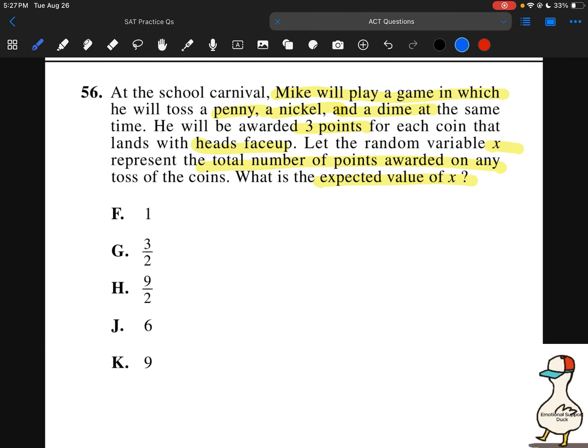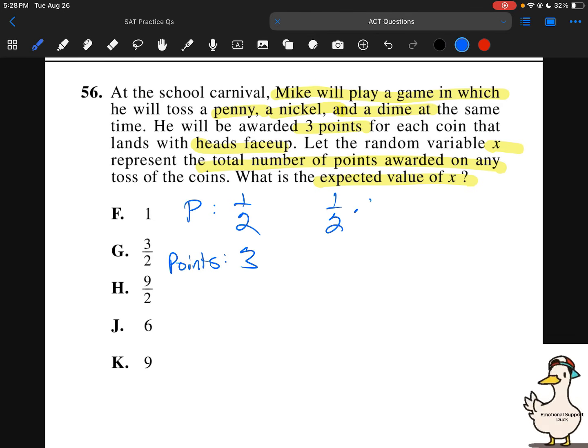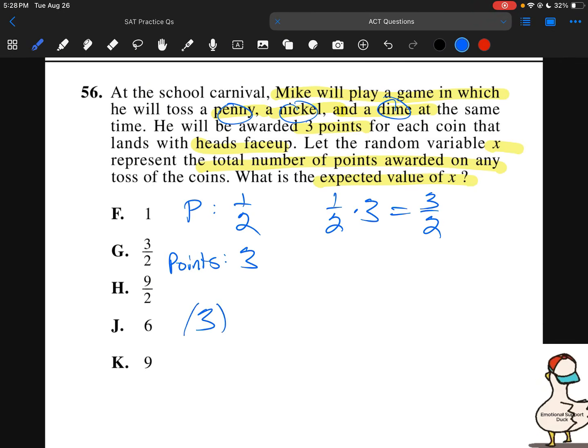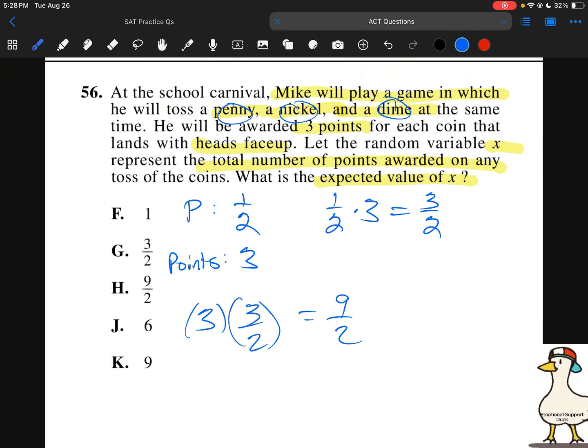Well, first we got to start with the probability. So the probability of getting heads we know is 1/2. And the amount of points you get every time you get heads, we were told, is 3. So that means our expected value really is 1/2 times 3, because you have a 50% chance of landing on heads, and so 50% of the time you will get 3 points. So mathematically, you have 3 over 2. And he's flipping a penny, a nickel, and a dime, which is just 3 coins. So you have 3 times 3 over 2, which is 9 over 2, which is H.